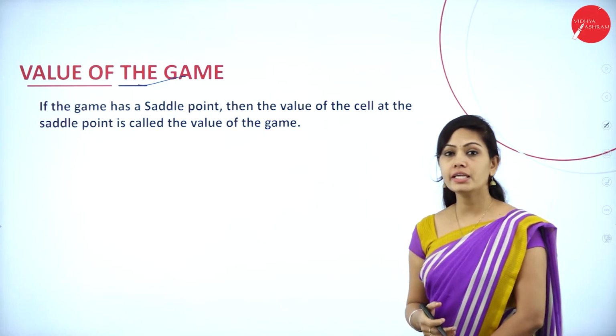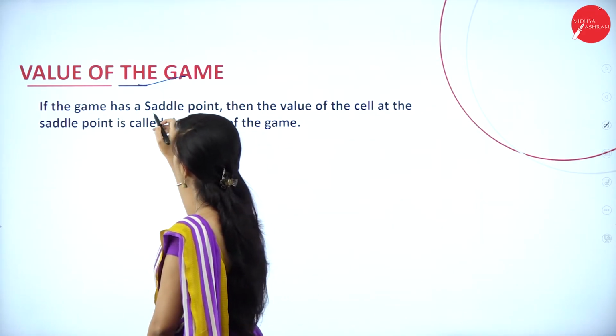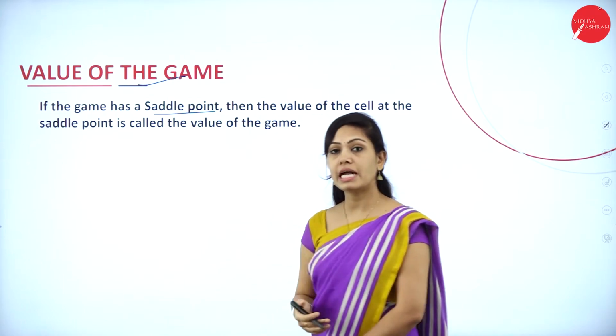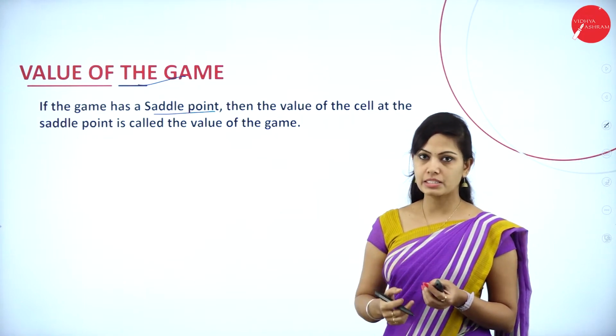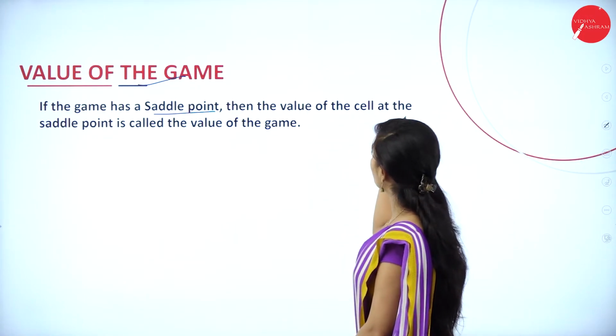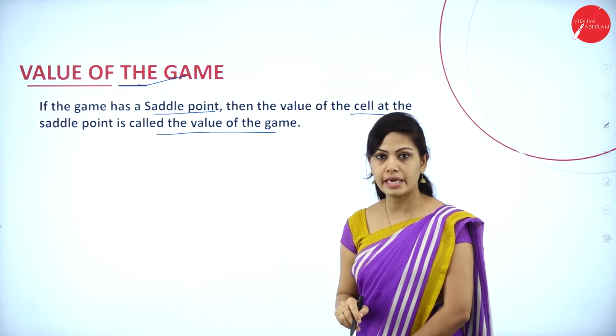So after finding the saddle point, we have to find the value of the game. If the game has a saddle point, what does that mean? The minimax value is equal to the maximin value. Then the value of the cell at the saddle point is called the value of the game.